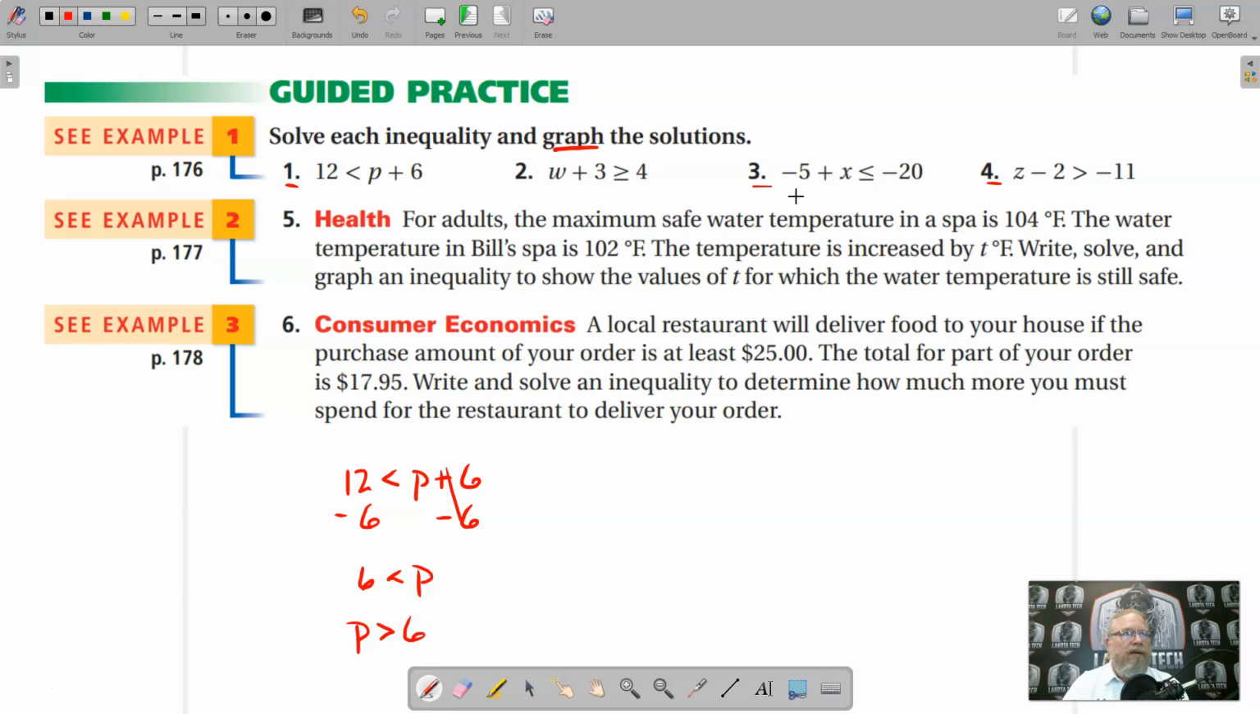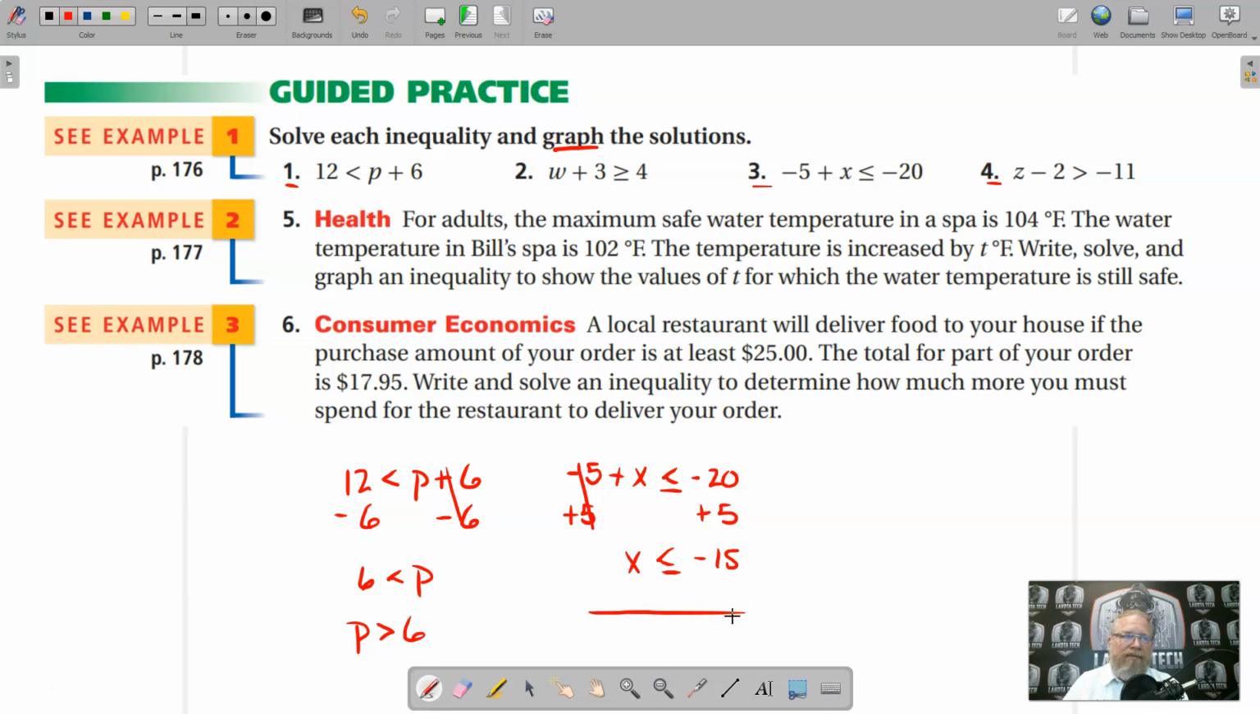On the next one, let's do number 3. We have negative 5. And to that, we're going to add the value of x, and that should be less than or equal to negative 20. So let's get rid of this negative 5 with the positive 5. Let's add 5 over here. And what we do to one side, we're going to do to the other. The 5s cancel each other, leaving us with just the x on the left. Let's bring down that less than or equal to sign. Negative 20 plus 5 is negative 15. And indeed, our variable is already on the left.